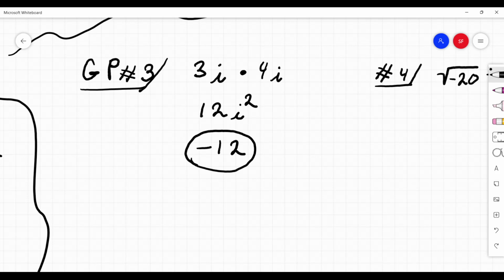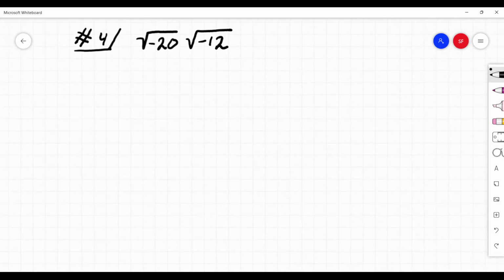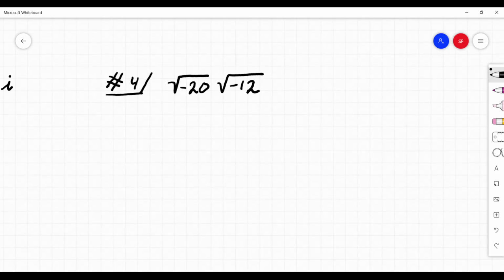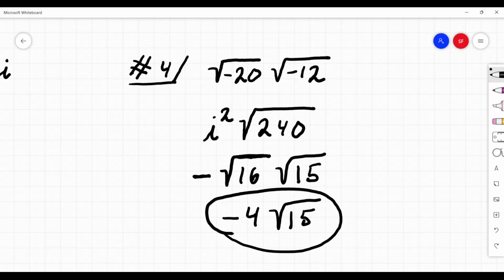Times 4i. Ready, go. Okay. Any questions on that one? Doesn't sound like it, but going once, going twice, sold. There's GP number 4. Ready, go.